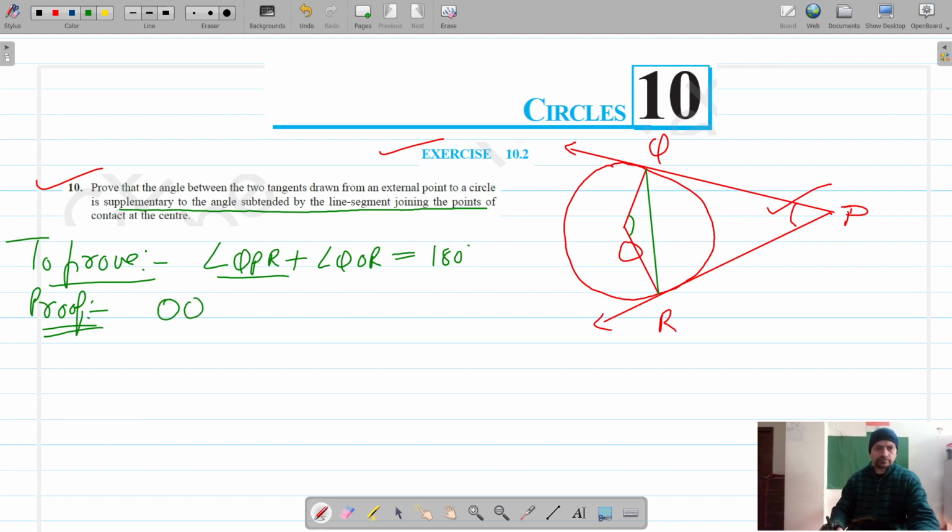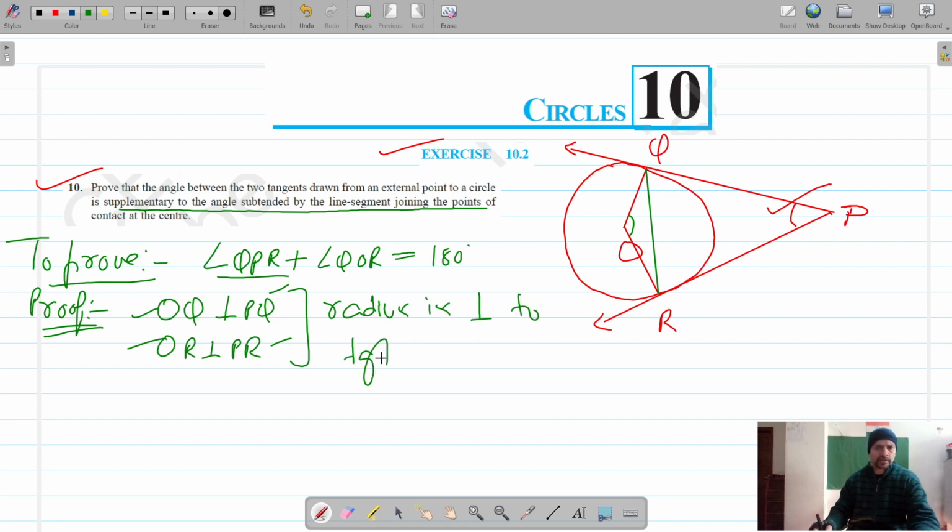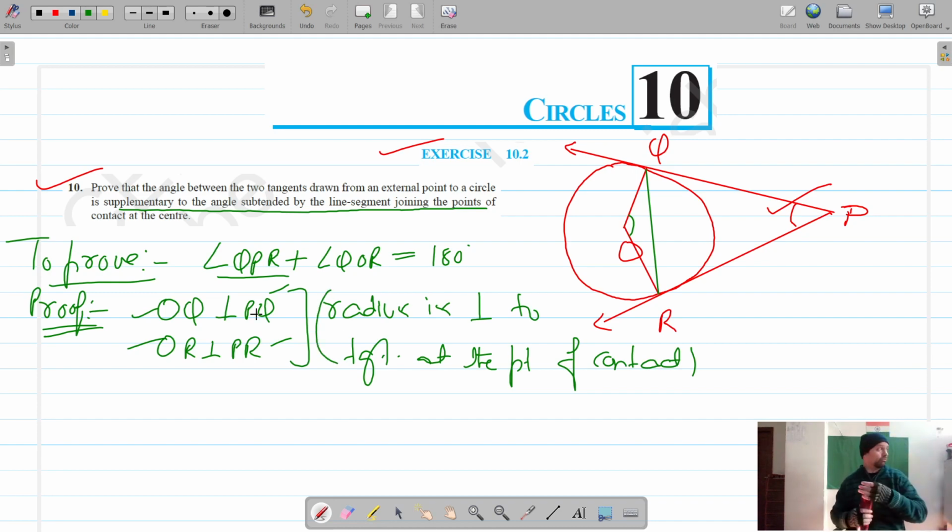Coming on to the proof, first OQ is perpendicular to PQ and OR is perpendicular to PR, because OQ and OR are radii, and PQ and PR are tangents, and we know that the radius is perpendicular to the tangent at the point of contact. So these angles are 90 degrees each. So angle Q is equal to angle R is equal to 90 degrees.